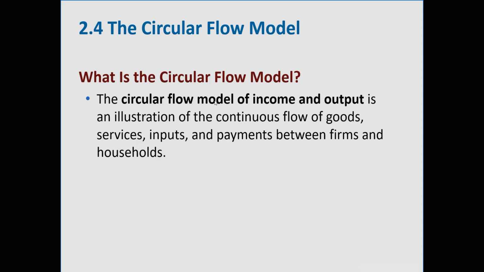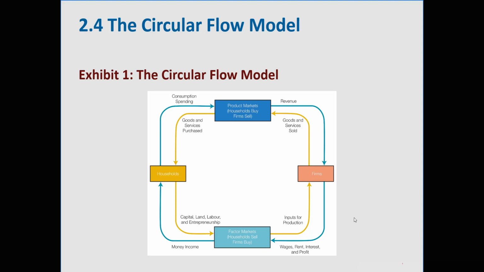Now, when we talk of the circular flow model of income and output, it is simply an illustration of the continuous flow of goods, services, inputs, and payments between firms and households. We are going to see all this graphically, and it's going to make sense. So generally in an economy, we assume we have firms. Firms produce goods and services. Households own the factors of production.